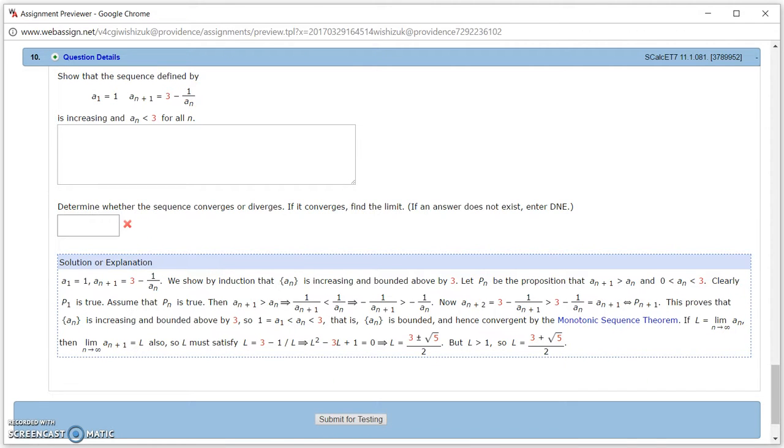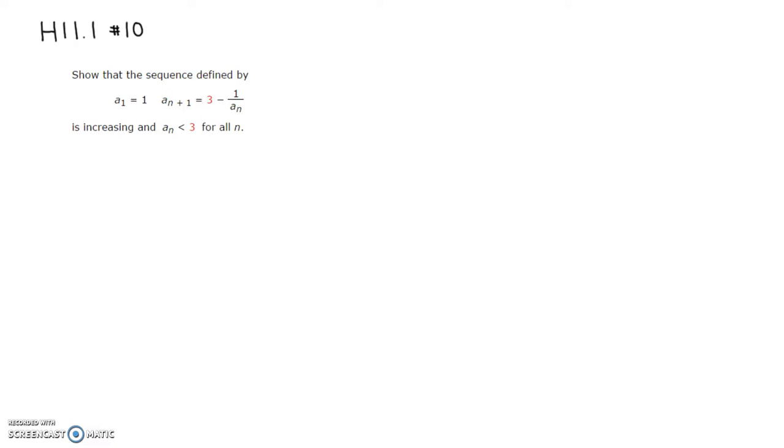Alright, let's look at homework 11.1, problem number 10. We have a sequence defined by this recursive formula, and we want to show that this a_n is increasing and also bounded above by 3. Alright, so let's do that.